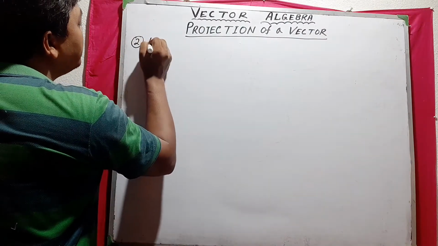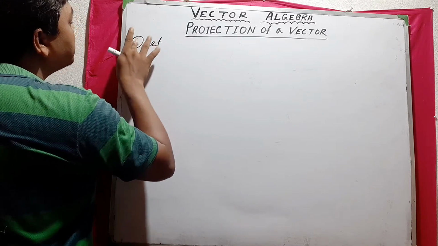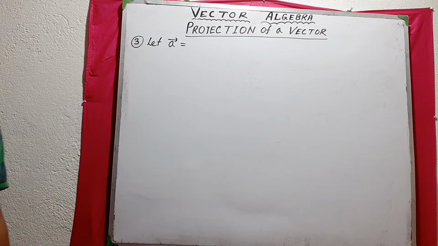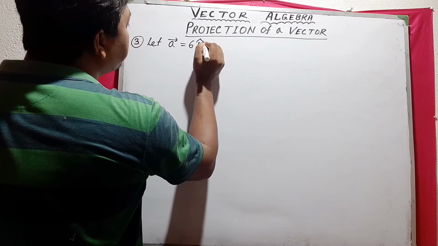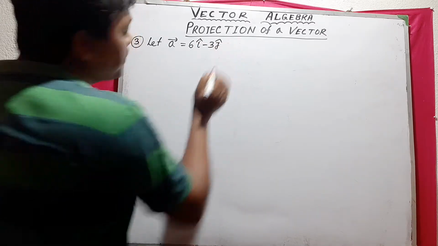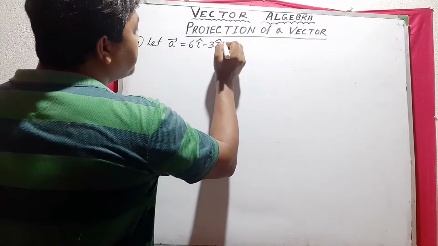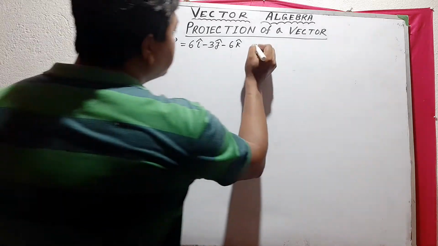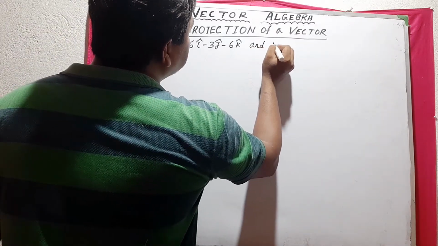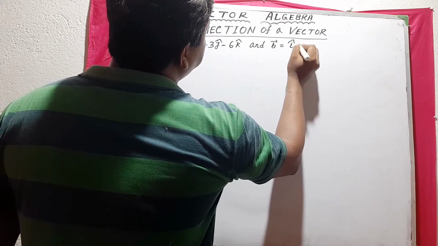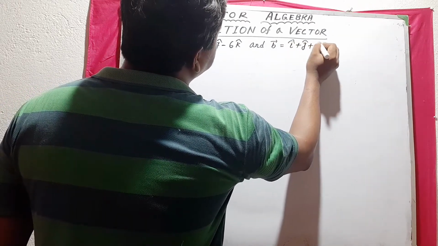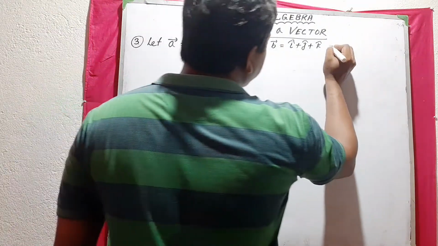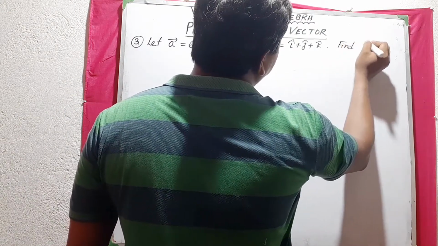Problem number 2. Let a vector equals to 6i cap minus 3j cap minus 6k cap and b vector equals to i cap plus j cap plus k cap. Find the projection of a.